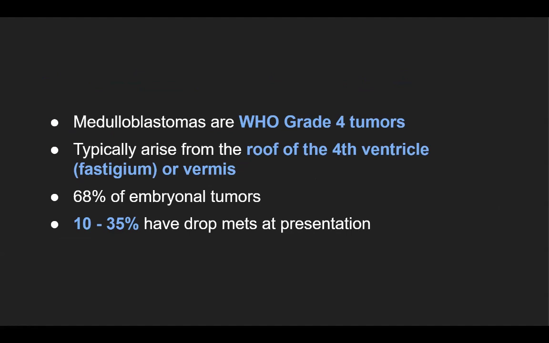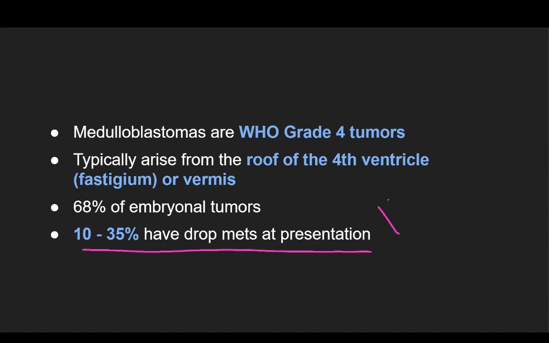Medulloblastomas are WHO grade 4 tumors. They typically arise from the roof of the fourth ventricle, fastigium or vermis. They make up 68% of embryonal tumors, and 10 to 35% have drop mets at presentation. Can anyone who has attended or listened to the recordings of the previous sessions tell me what is the rate of drop metastasis for high-grade gliomas?